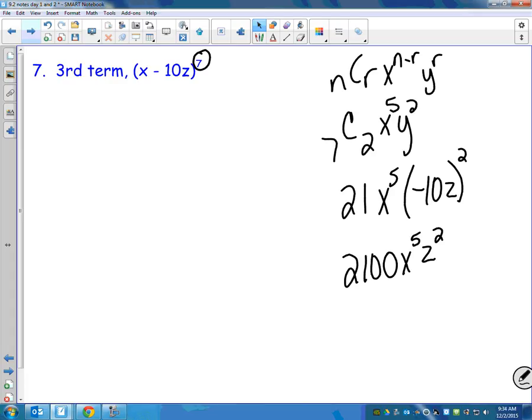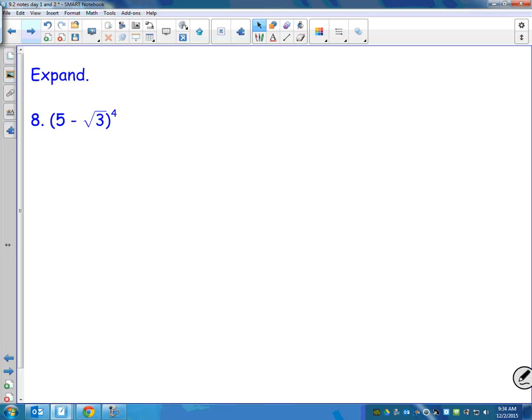The only other thing I want to do is the binomial expansion with some crazier stuff like I talked about yesterday with the groups and stuff like that. Just to kind of have fun. So what if I said 5 minus the square root of 3 to the 4th power?